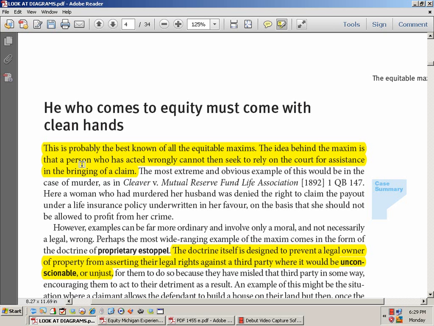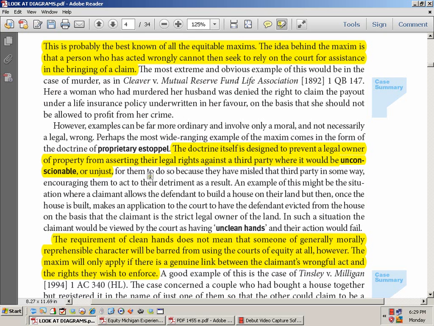But he's trying to do that in a court of law. Because he has the contract, you need to take him into a court of equity and say, well, he has it by a falsehood. The doctrine itself is designed to prevent a legal owner of property from asserting their legal rights against a third party where it would be unconscionable or unjust.